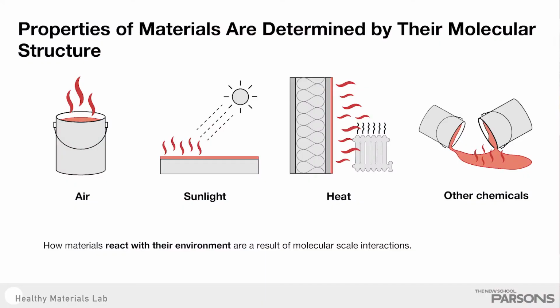So the question then is, why should someone who's interested in healthier building materials be interested in the chemistry of these materials? One of the things to recognize is that the properties of materials are determined by the molecular structure, the compounds that make up these materials, and the chemical interactions and reactions, not just of the components that make up the material, but how those materials react with the environment, whether it's the air, the sunlight, and other chemicals and other exposure.